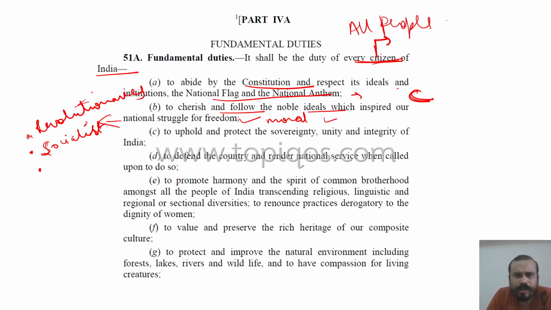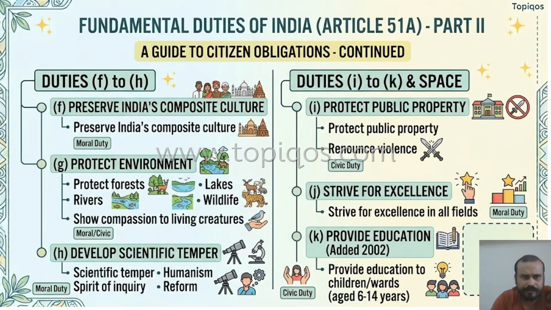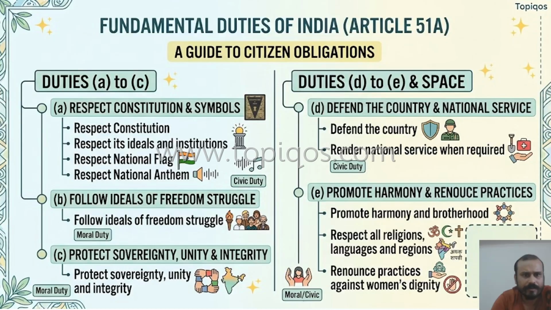To uphold and protect the sovereignty, integrity, and unity of India. To defend the country and render national service when called upon to do so. To promote harmony, so this is E: promote harmony and the spirit of common brotherhood among all people of India, transcending religious, linguistic, and regional or sectional diversities. To renounce practices derogatory to the dignity of women. These are also generic. Let us see.